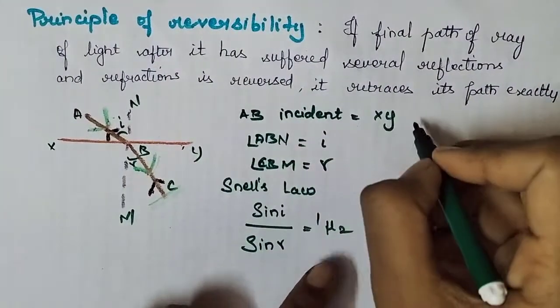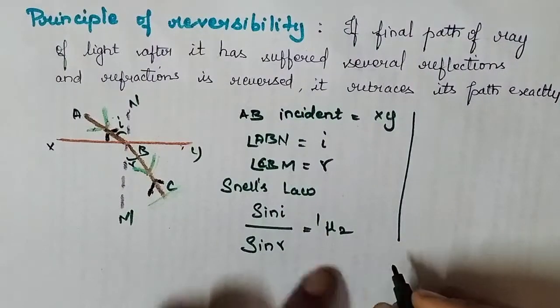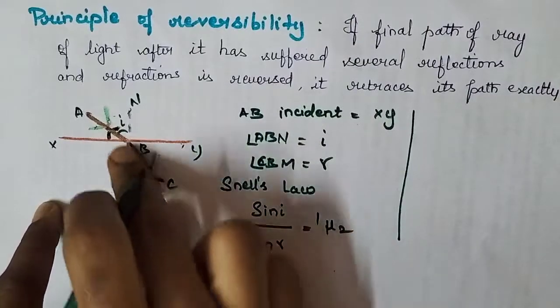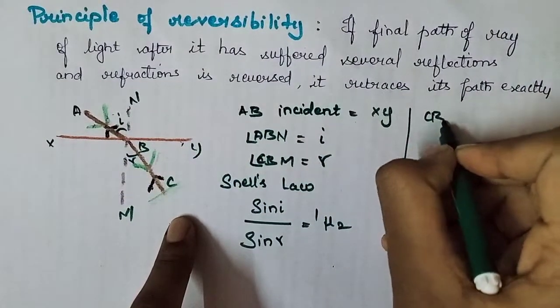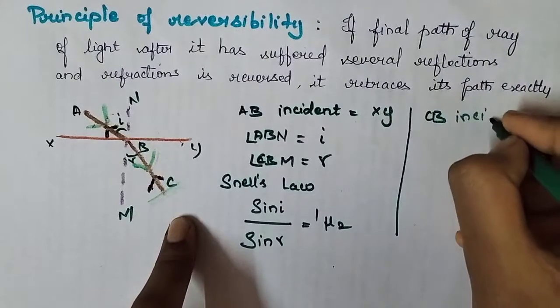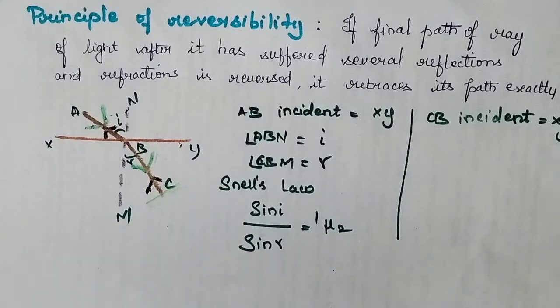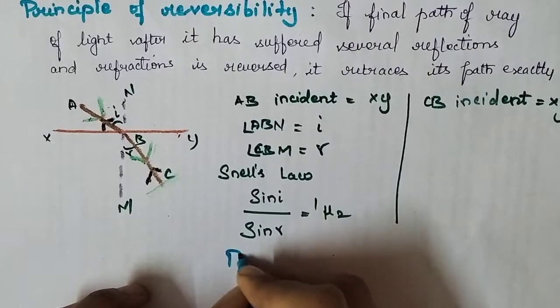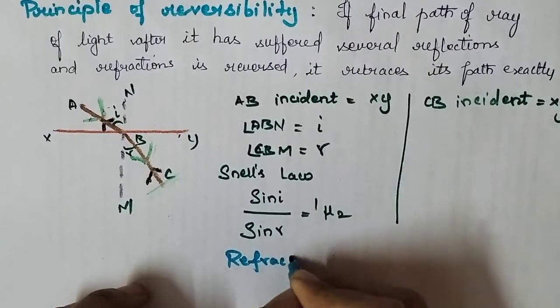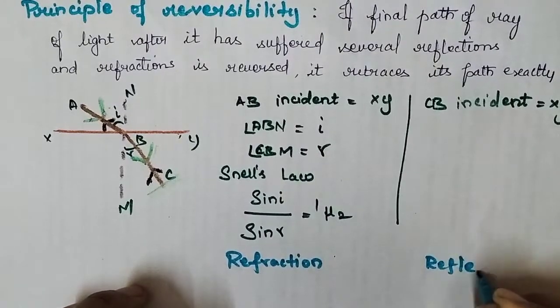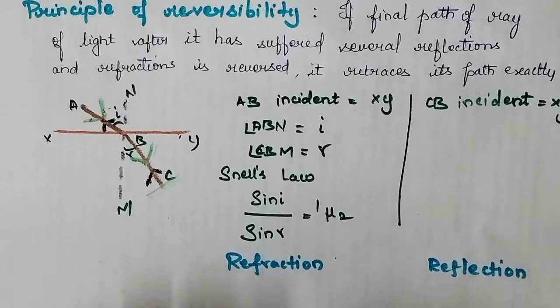Then for reflection we will write the reflection rays. This acts as the incident. This CB is incident to XY. This is the reflection condition. I will write that clearly. This is the refraction condition. This is the reflection condition. Okay, children, be clear with the concept always. Don't read anything with confusion.